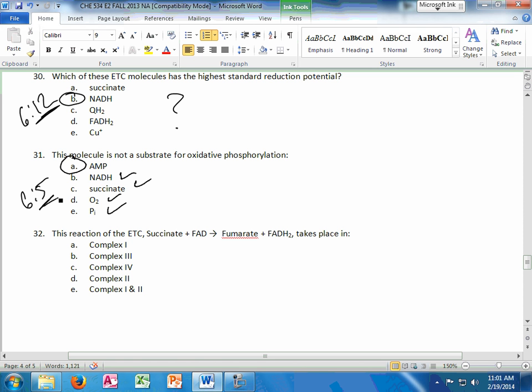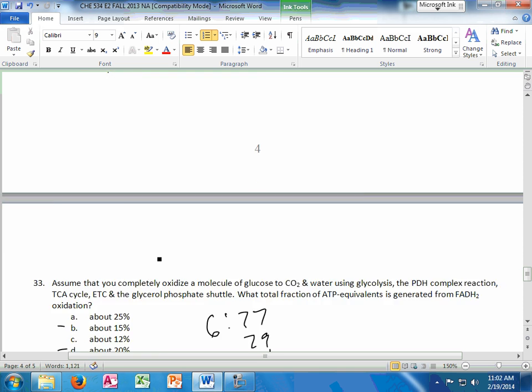This reaction of the electron transport chain takes place in, remember the succinate with FAD, that's going to be complex 2. It's the Krebs cycle link. That's found on multiple slides as well.